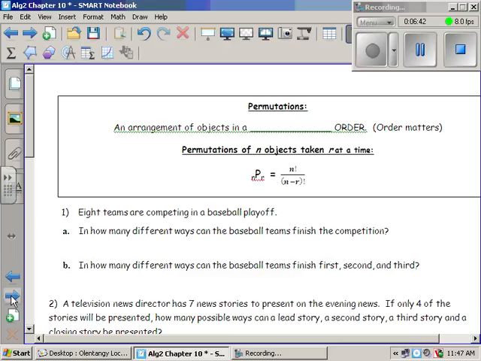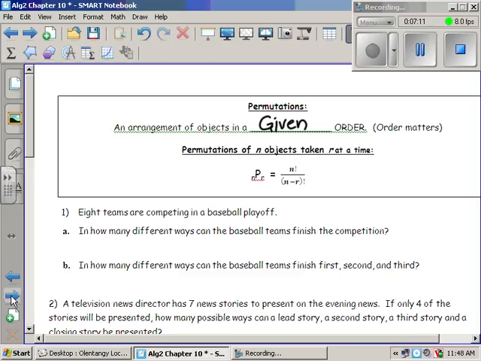So for permutations, I have to take that into account, that arrangement of objects in a given or specific order, okay? So the order matters, okay? I always think of P, because when we put it in our calculator, we're going to use the P button, but the P for position. It matters what position people are in, okay?